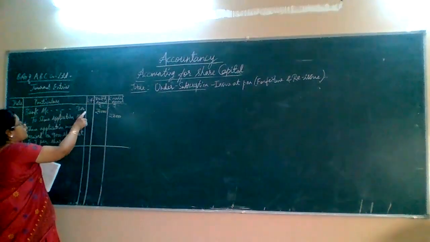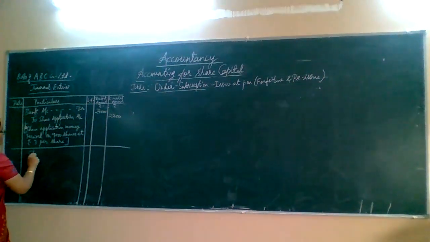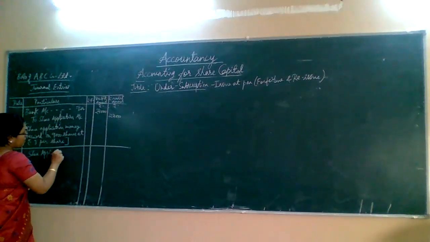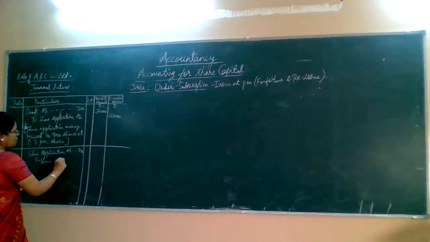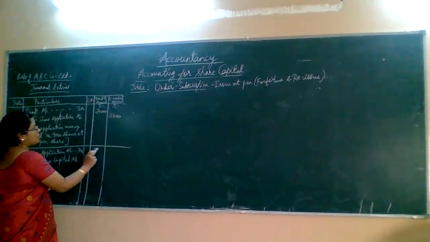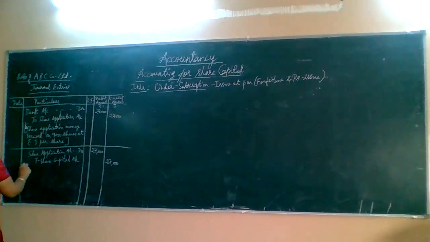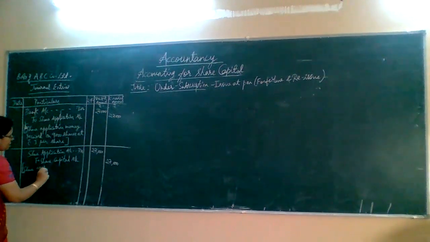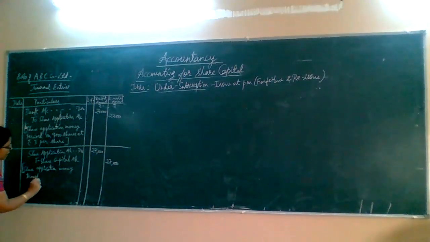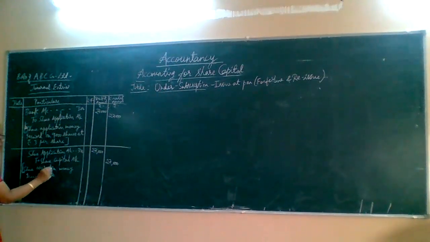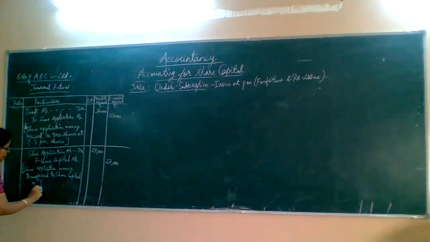Now the application money received, we'll transfer it to the share capital account. So share application account debtor to share capital account will be the next entry. To share capital account, 27,000. Narration: share application money transferred to share capital account.